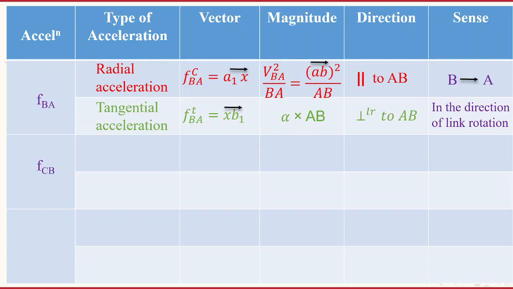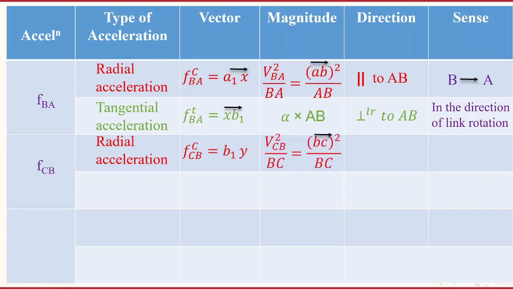Now coming to the second component of acceleration, the acceleration of point C with respect to B. Assuming the point C on the link BC, we can find out the acceleration of C with respect to B. It also has two components. The radial acceleration vector notation is f^r_CB, that is b1 to y bar, and the magnitude is V square CB by BC: the vector bc whole square by capital BC. The vector bc is taken from the velocity diagram and capital BC from the configuration diagram to find the magnitude. The direction is parallel to BC and the sense is C towards B, because B is the center of rotation.